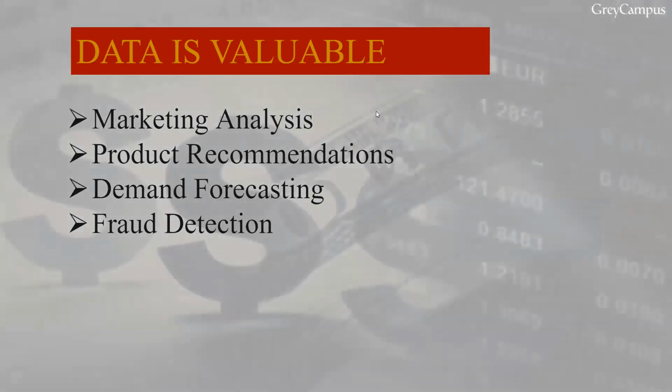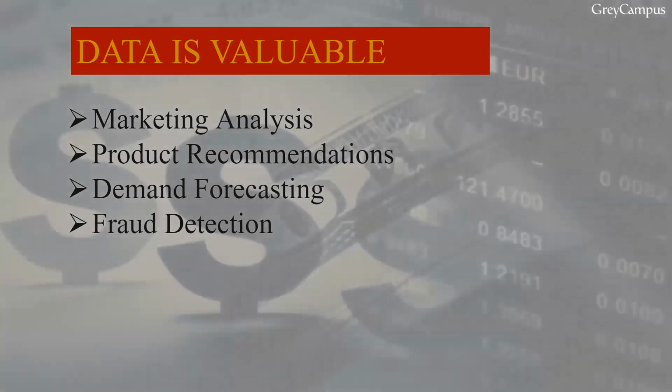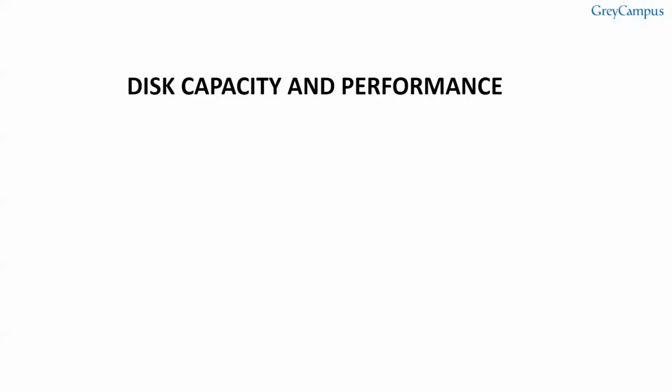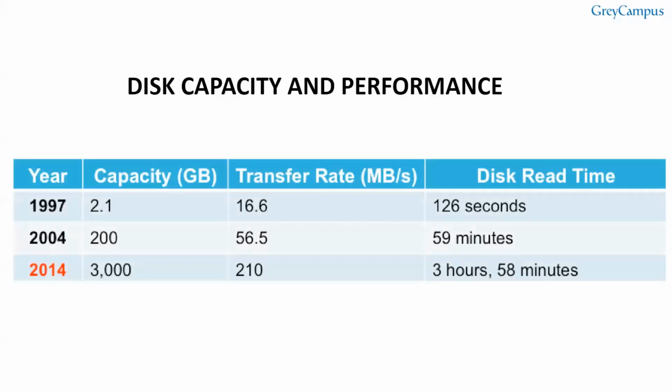Data processing: we need large scale data storage and large scale data processing. These were the two major issues we were facing when data storage came up: disk capacity and performance. This analysis was done way back in 1997. The disk capacity was only 2.1 GB, the transfer rate was 16.6 Mbps, but the disk read time was 126 seconds.